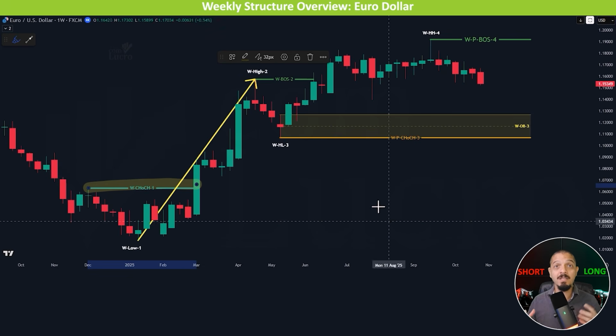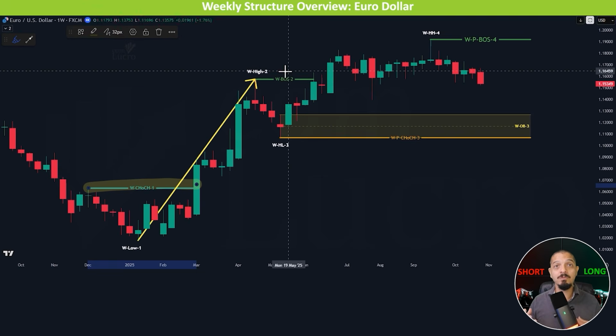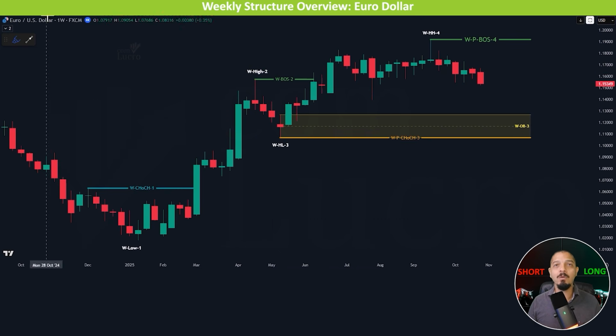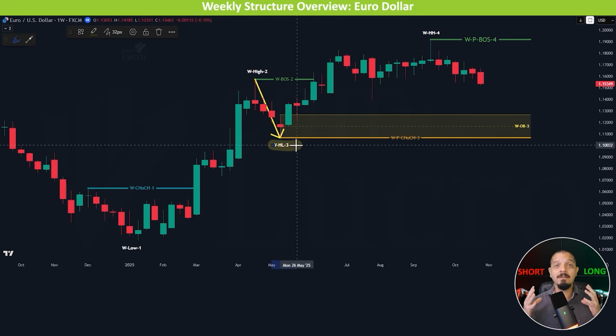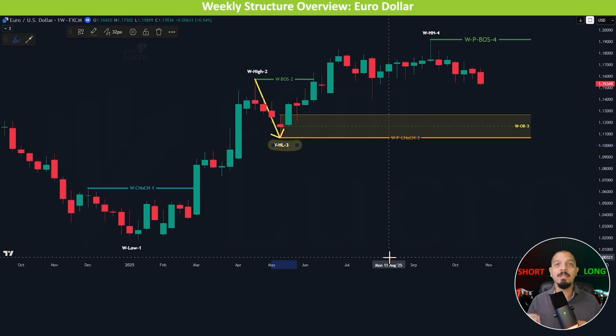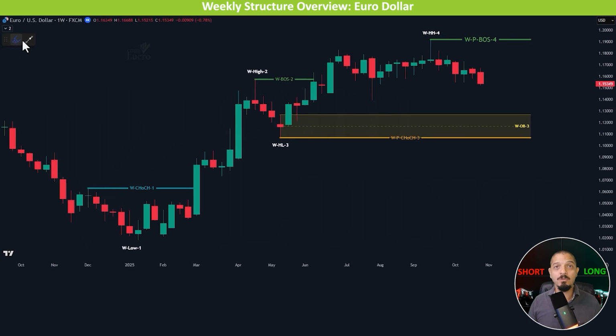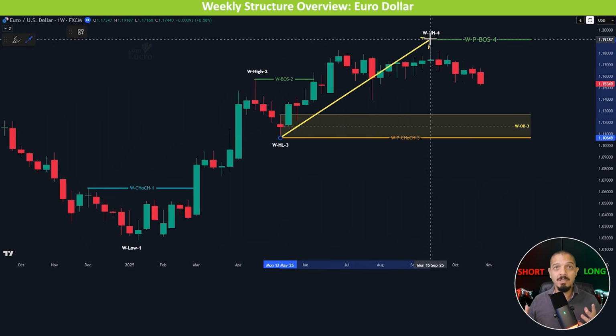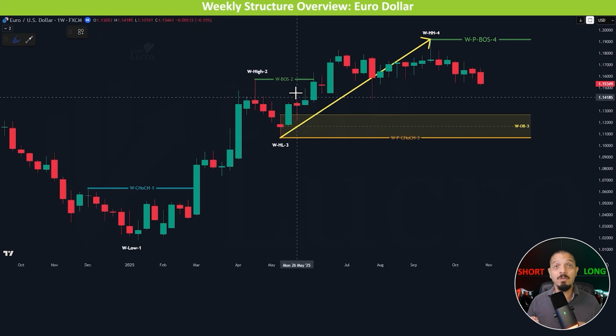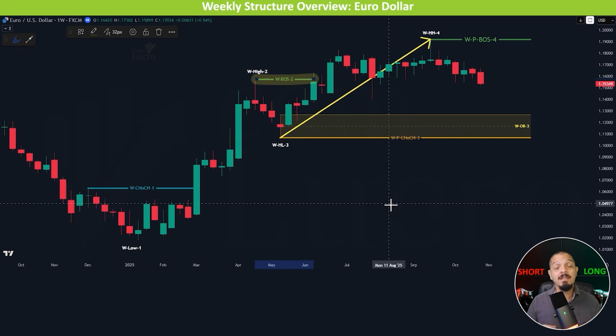After that, the market continues pushing higher into the weekly high number 2, establishing the first major peak of this new bullish cycle. Next, the market retraces and forms the weekly higher low number 3. A clean pullback that keeps the weekly trend intact and shows that demand is still active. From this point, price begins a new bullish leg that drives the market into the weekly higher high number 4, leaving behind the weekly break of structure number 2 and reinforcing the continuation of the trend.